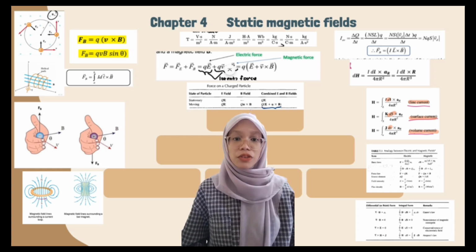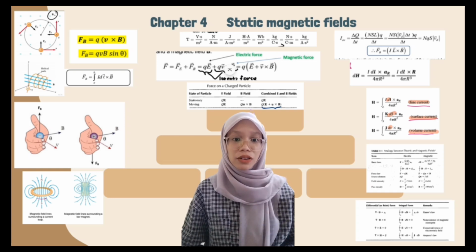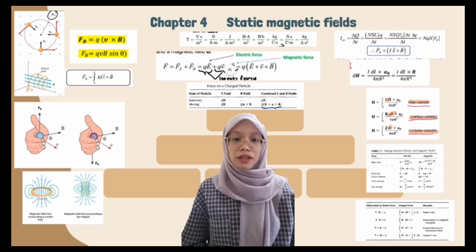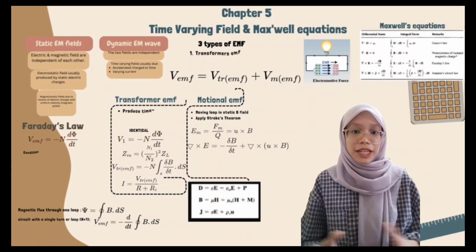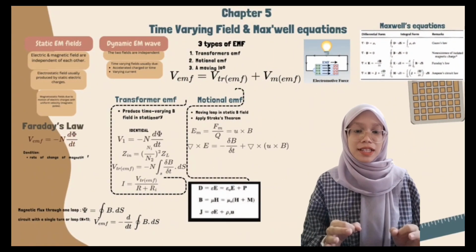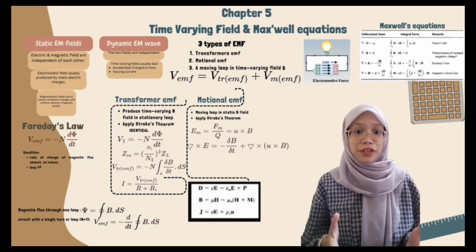Magnetic force on a moving charge or current carrying conductors is described by the Lorentz force law. Current loops in a magnetic field experience torque, essential for the operation of devices like DC motors and generators. For the last chapter, it explains the difference between static and dynamic electric and magnetic fields.